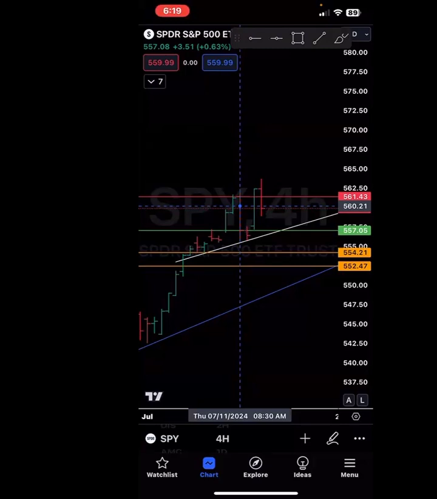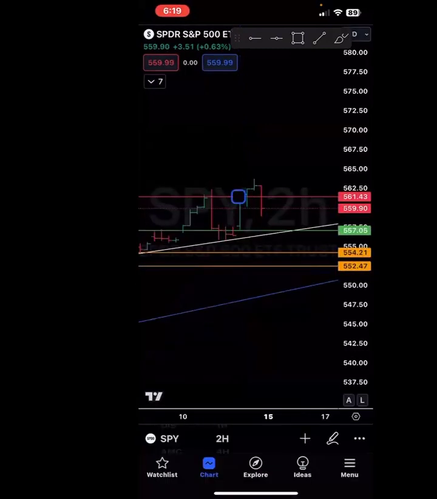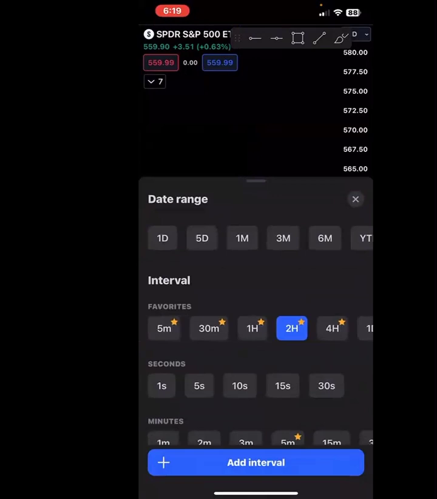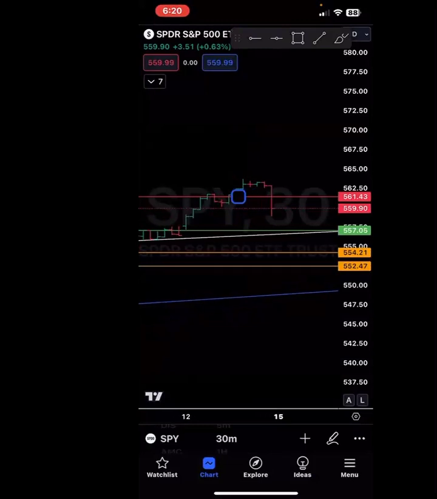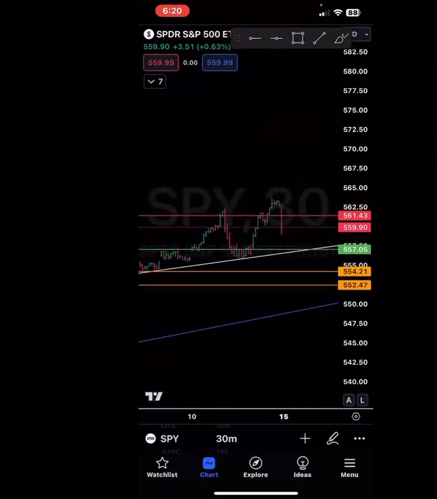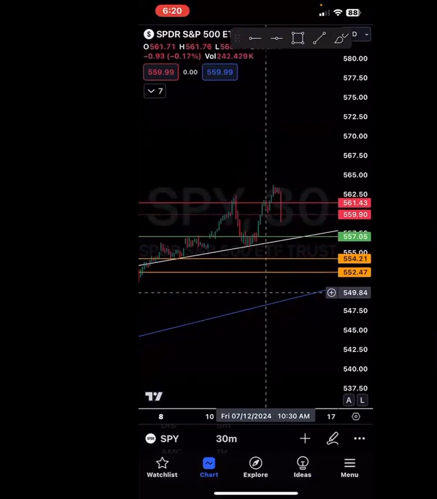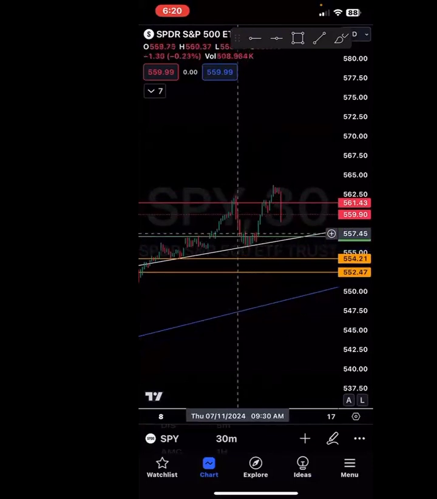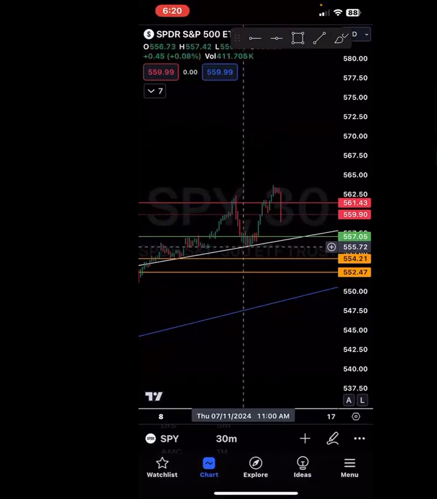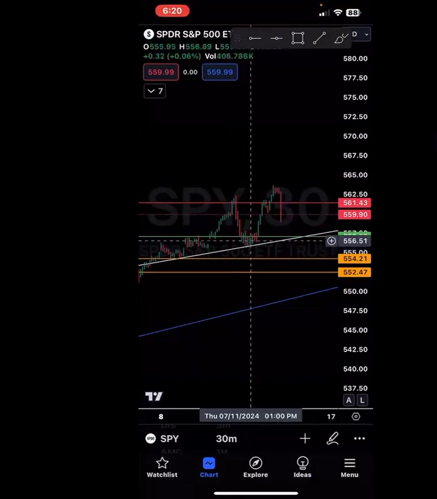I always start at the daily and I work my way down through the hourlies, and then you will see me probably navigate through the 5 and the 30 minute if I'm just trying to really break down an entry. So if I was playing this on a 30-minute chart, we would have seen this U-shaped recovery here. It bounced nicely off of this trend line here.